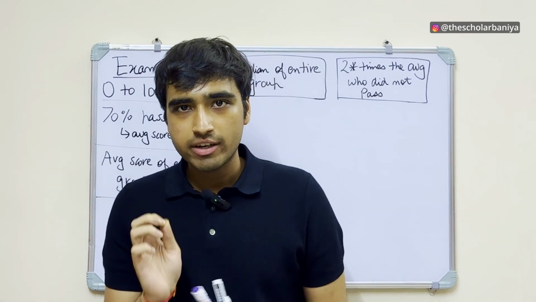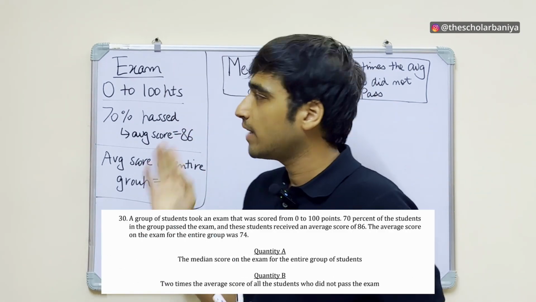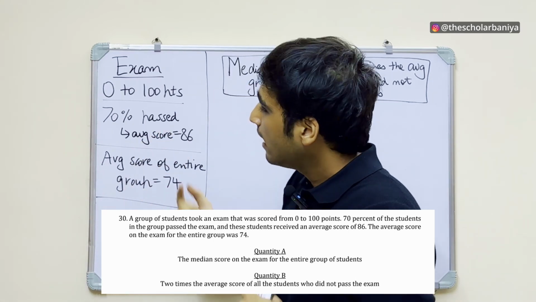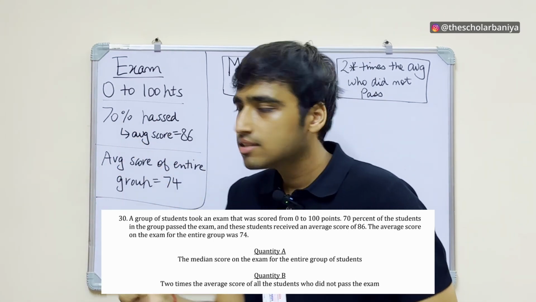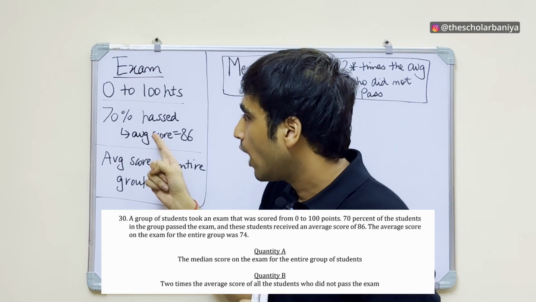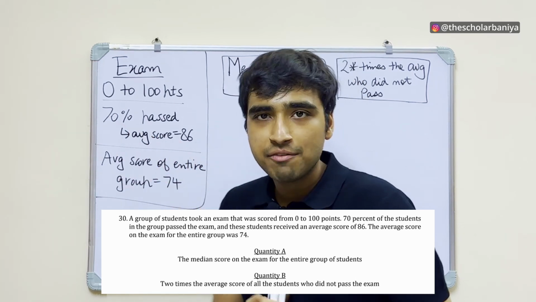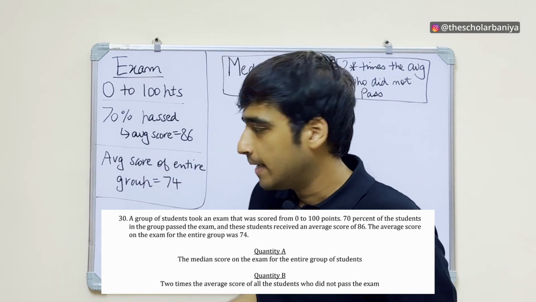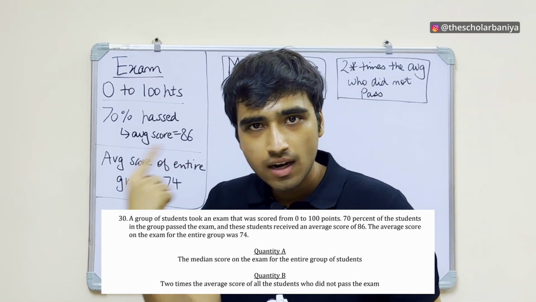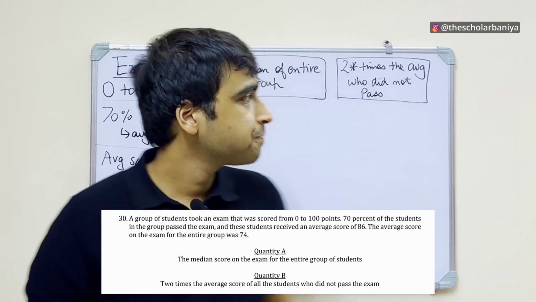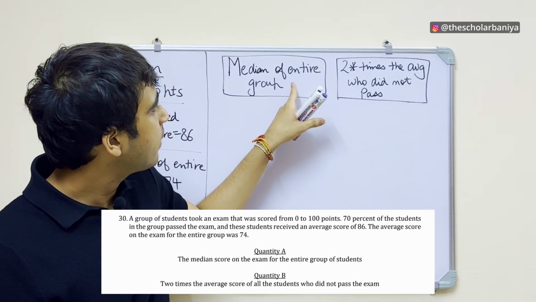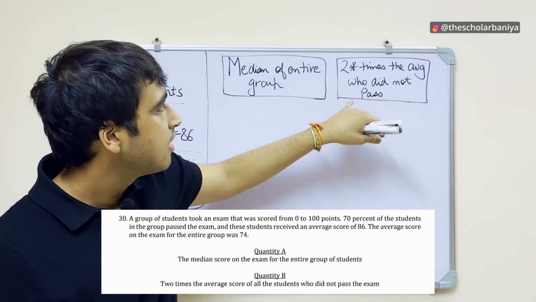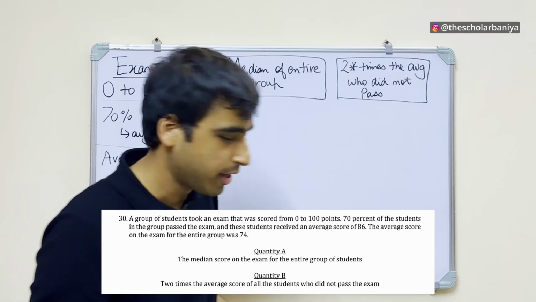So let's move on to the next question, guys. In this question, we are given that there was an exam which was scored from 0 to 100 points. 70% of the students passed the exam, and out of those 70% of students, the average score was 86. We are also given that the average score of the entire class is 74, and we have to find the median of the entire group and compare it with 2 times the average of those who did not pass.